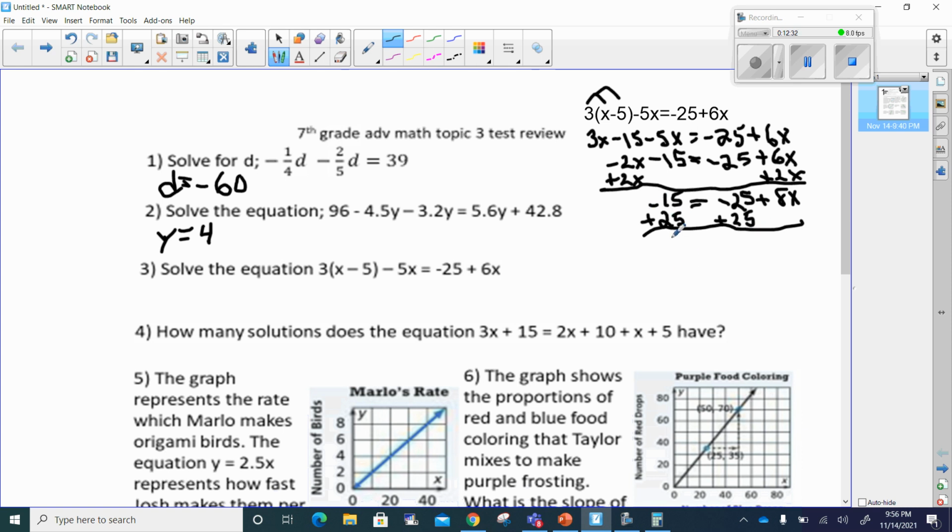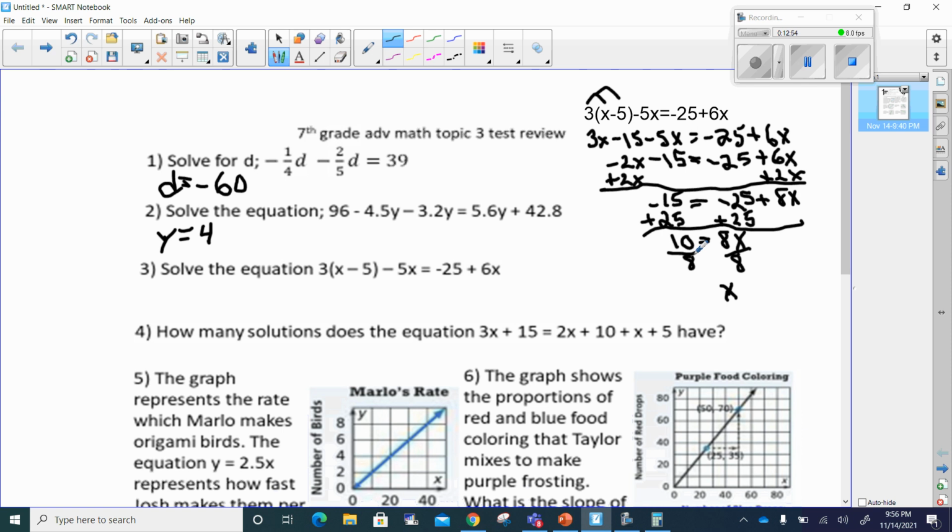Negative 15 plus 25 is positive 10. Now I know 10 is going to equal 8x. I have to divide 8 away from 8x to get x by itself. Whatever I divide from one side, I divide from the other.